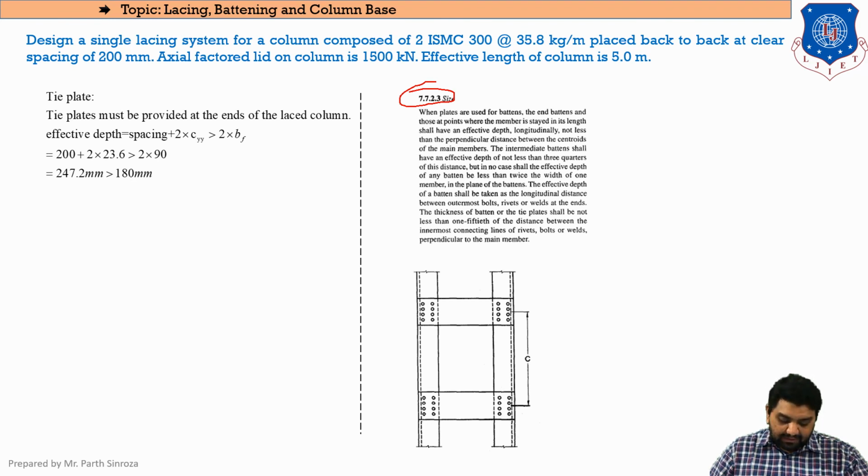As you can see here in the figure itself, we will be designing the tie plate. Here it is mentioned that the intermediate batten shall have an effective depth of not less than 3/4 of the distance, but in no case shall the effective depth be less than twice the width of one member. Clear? So twice the width of one member means 2 into BF. So we need to first find the effective depth, that will be equal to spacing plus 2 into CYY.